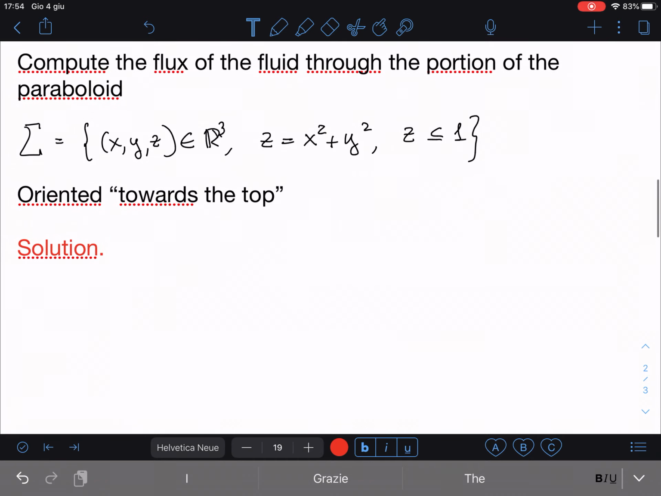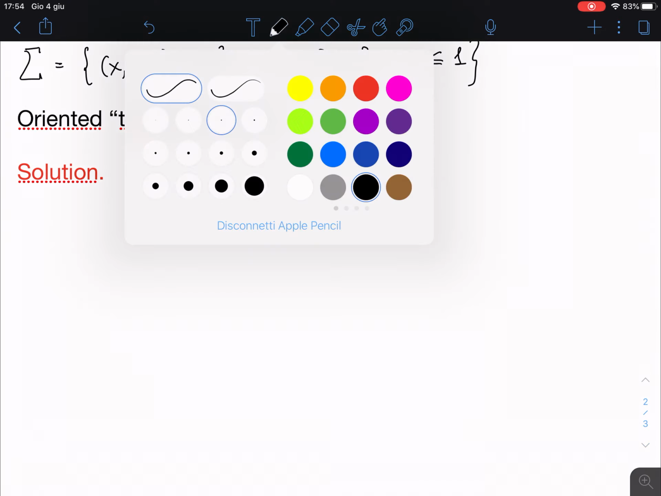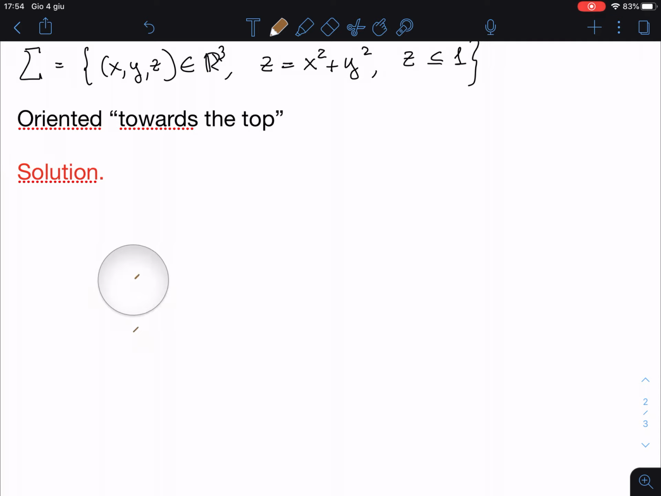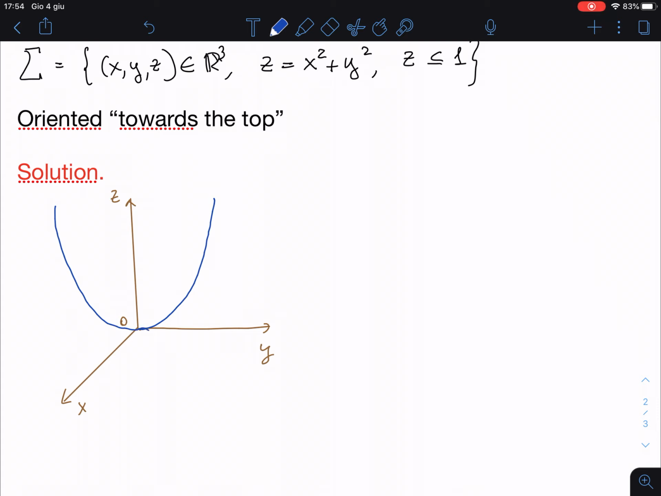So, first of all, a picture. A picture can always help in these cases, and as a picture here we start from the 3 axes, x, where there is the vector I, y, with the unit vector j, and z, z here, with the unit vector k. So the paraboloid here is x squared plus y squared, z less or equal to 1.